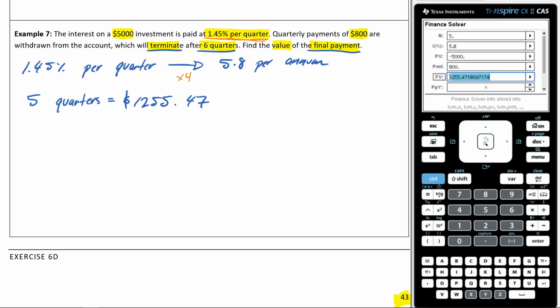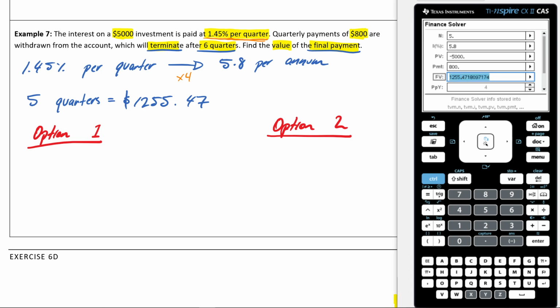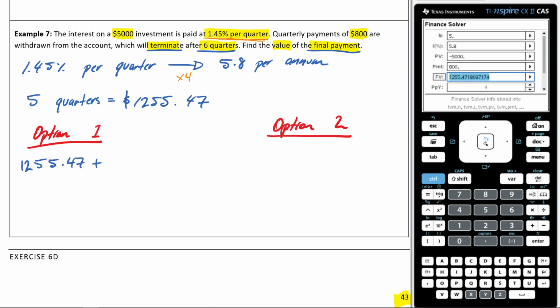Now, for me to figure out the final payment, there are 2 ways of going about it. So let me write here, option 1. Let me write here, option 2. All right, option 1. Final payment. If after 5 quarters, there's this much money left in here, well, I know that I'm going to have to take all of that money out, right? All of that money is going to have to come out. But I'm also going to have to add on to that the amount of interest that I've earned from that in that final quarter.